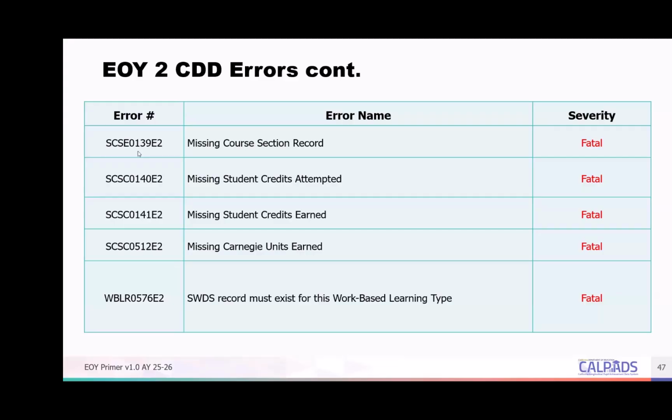So if you see this error, it's going to tell you that you submitted student course section or student course completion records for students that do not have corresponding course records. It can be difficult to resolve. So I would encourage you all to submit those course completion files now. The CRSE and then the SESC.